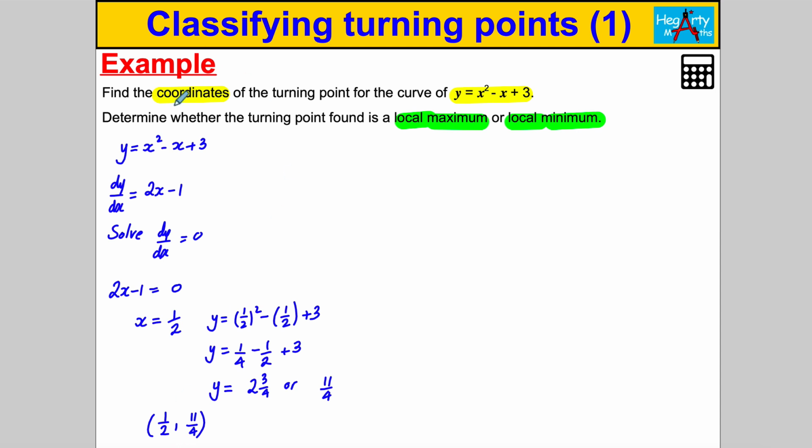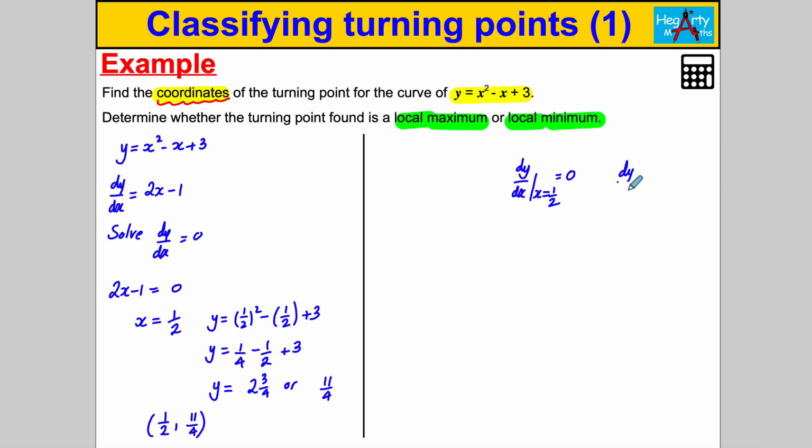So, first step done, we have found the coordinates. Next step, however, is to classify the turning point. So, what do we know? We know that the gradient function dy by dx when x is equal to a half is 0, because this is what we did on the left-hand side here. So we know the gradient function at x is a half is equal to 0.